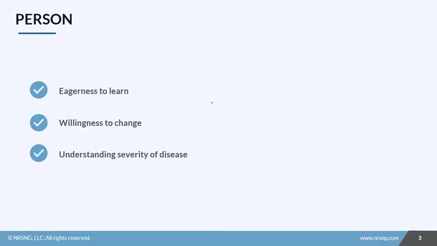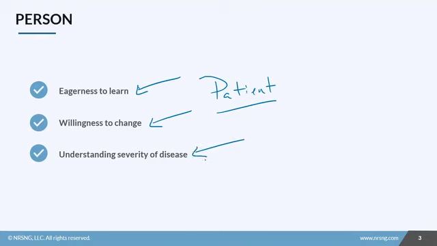So when we say person, what do we mean? Well, the health promotion model is first about the person or the patient. As a nurse, you need to look at your patient and you want to identify some key factors. These are things like their eagerness to learn. Are they willing to change? Do they understand the severity of an illness or disease?